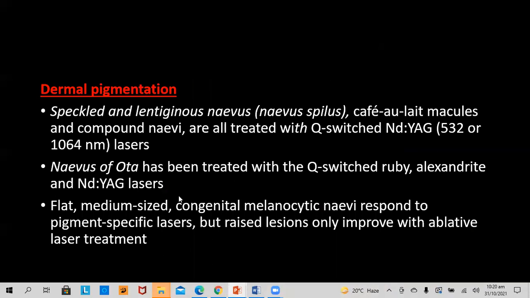Dermal pigmentation. Speckled lentiginous nevus, café-au-lait macules or compound nevi are all treated with QSwitch YAG laser at wavelength of 1064. Nevus of Ota is best treated by QSwitch Ruby, Alexandrite and YAG. Flat, medium-sized congenital melanocytic nevi respond to pigment-specific lasers, but raised lesions only improve with ablative laser treatment.